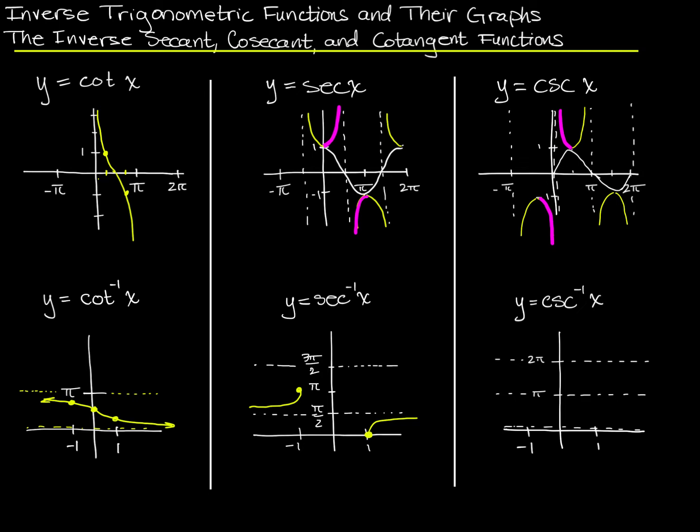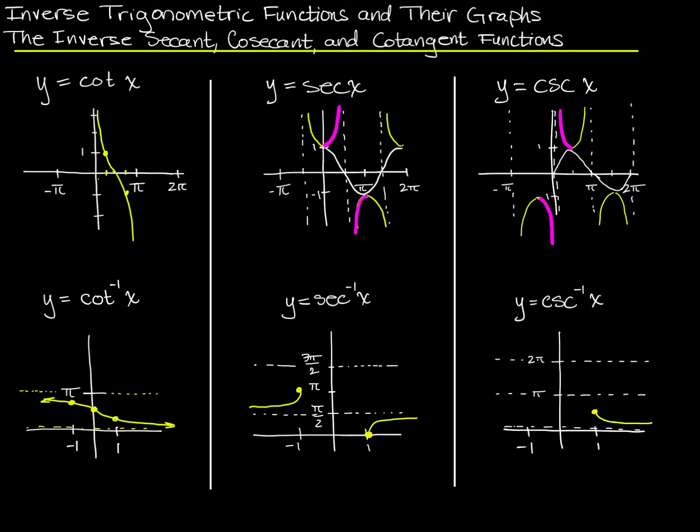Let's look at some values for cosecant. Cosecant goes through pi over 2, 1. So inverse cosecant is going to go through 1, pi over 2. Then the graph curves toward the y-axis. So this one's going to curve toward the y-axis, but then it gets infinitely large.